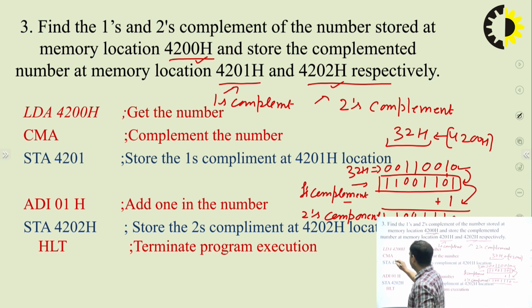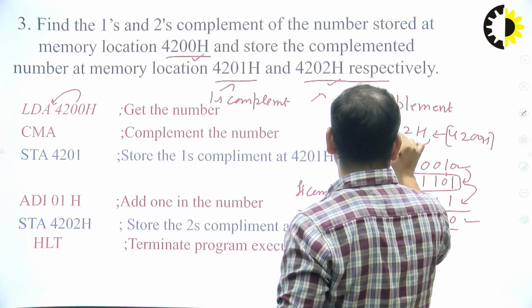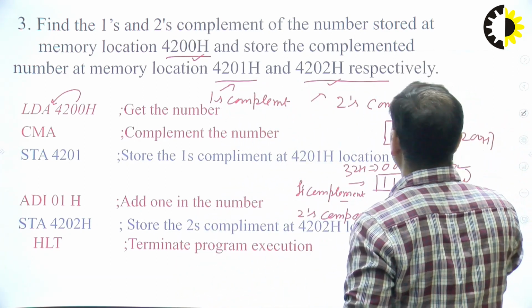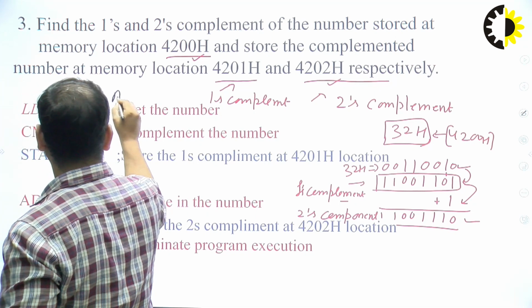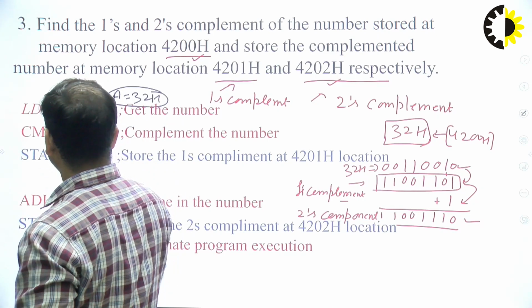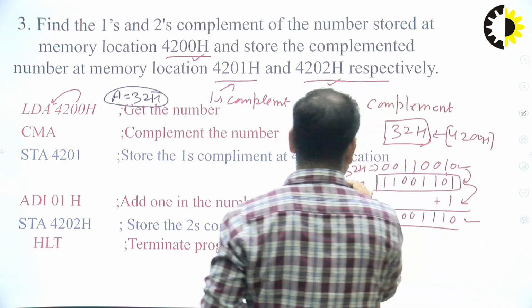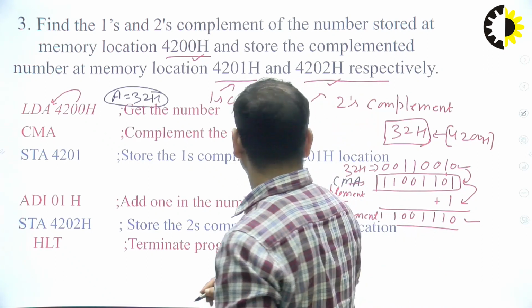So let's see, LDA 4200H: the content of memory location 4200 will be stored into the accumulator. So this 32 will be stored into the accumulator, and at this point the accumulator has the 32. Then CMA is for the complement. We apply the instruction CMA here, which complements the number, and the complemented number is this one.